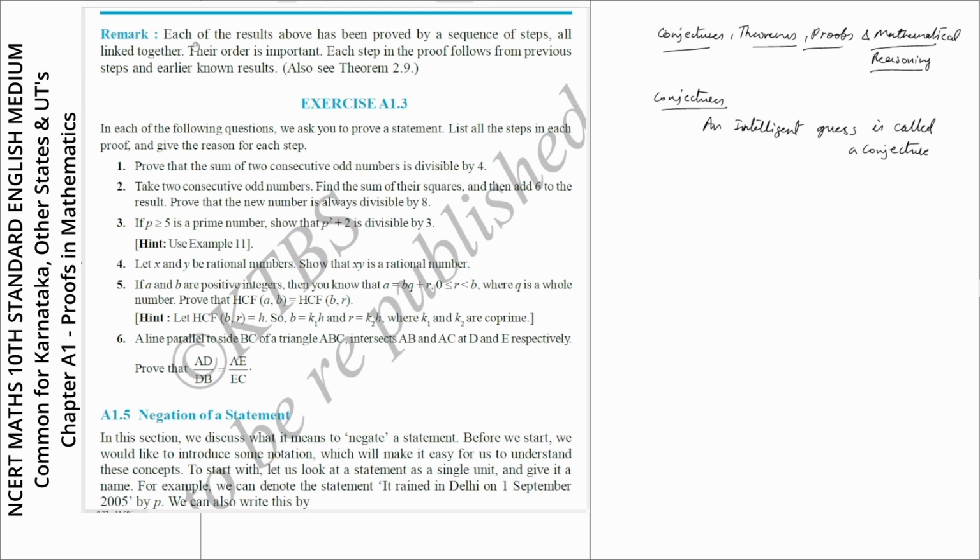So here you can see some remarks. Each of the results above has been proved by a sequence of steps, all linked together. Their order is important. Each step in the proof follows from previous steps and earlier known results. Step by step we keep on making statements which are true, and each step is based on the previous step. We can't mix these steps.